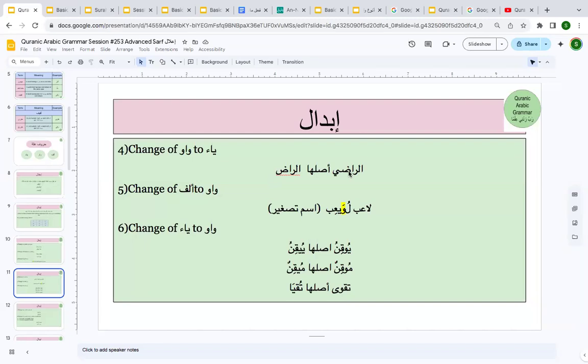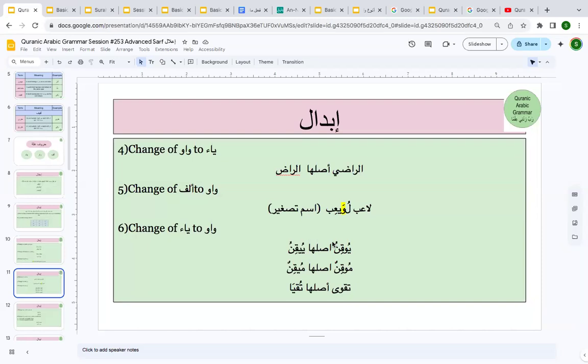Sometimes alif changes to waw. In case of ism tasghir, laibun. So this alif of the ism file, luwaibu, became waw. And then there's a change of ya to waw. We have seen yuqinun. You all remember in Surah Al-Baqarah, in the very first ayahs, yuqinun wa bil akhirati hum yuqinun, right?